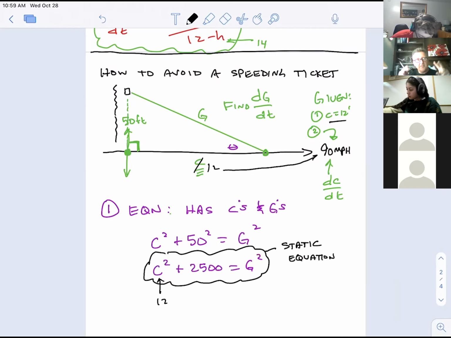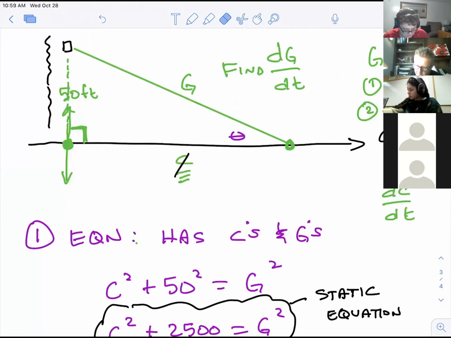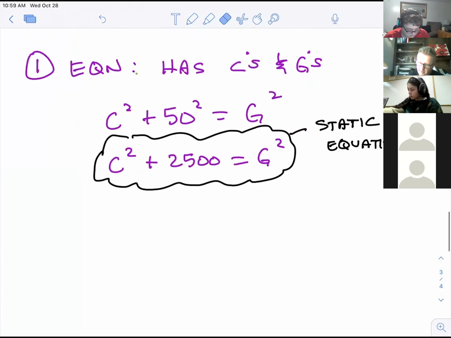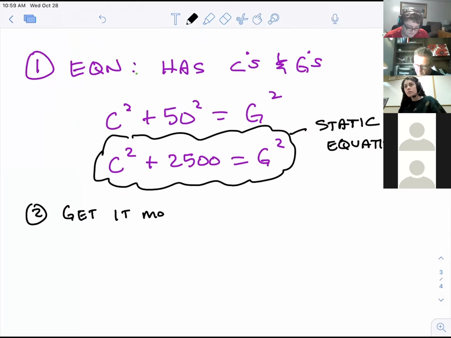So 12 represents the snapshot in time that I'm interested in, because that's when the cop pulled the trigger, when you were at 12 feet. But you don't want to plug that in before you take a derivative. And so many of you are kind of getting onto that. So I don't want to plug that in too soon. And that's one of the things that makes these questions really hard. You want to find an equation, but the second step to this is get this thing moving. That's not the equation we want to plug stuff into. We want to plug it in where the derivatives are involved. We don't want to plug it in the static equation. We want to plug it in the dynamic equation.